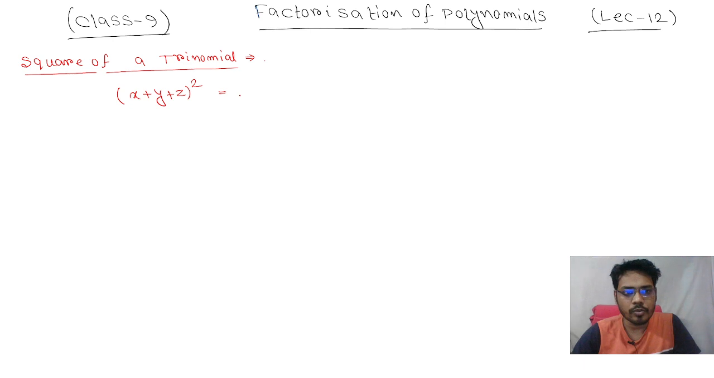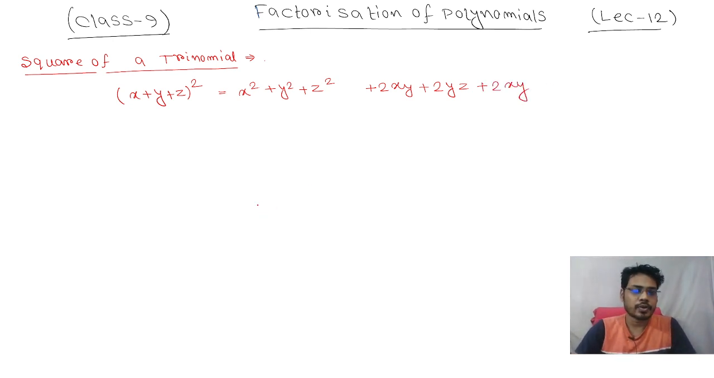There is a formula: x square plus y square plus z square plus 2xy plus 2yz plus 2zx. By using this formula you can expand the square of any trinomial.